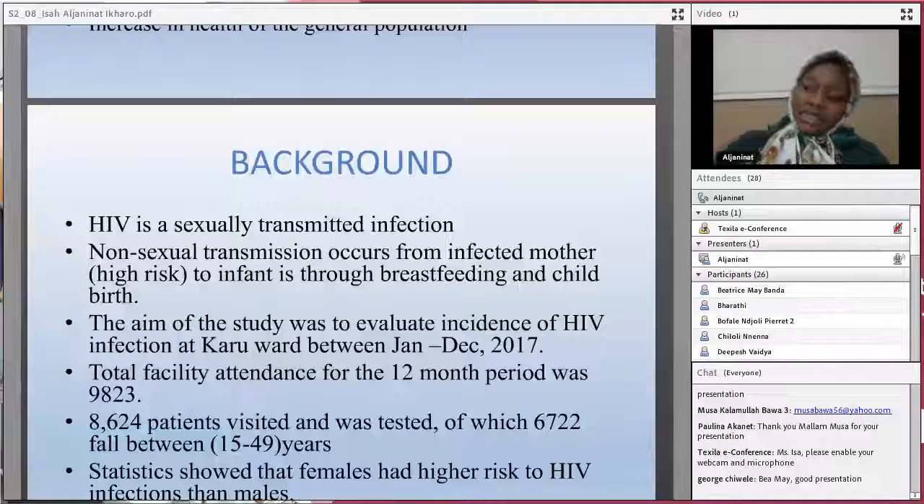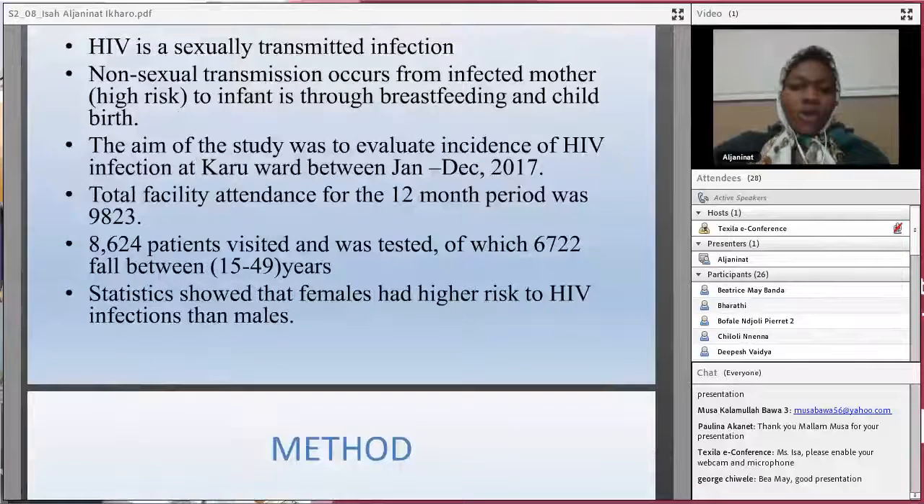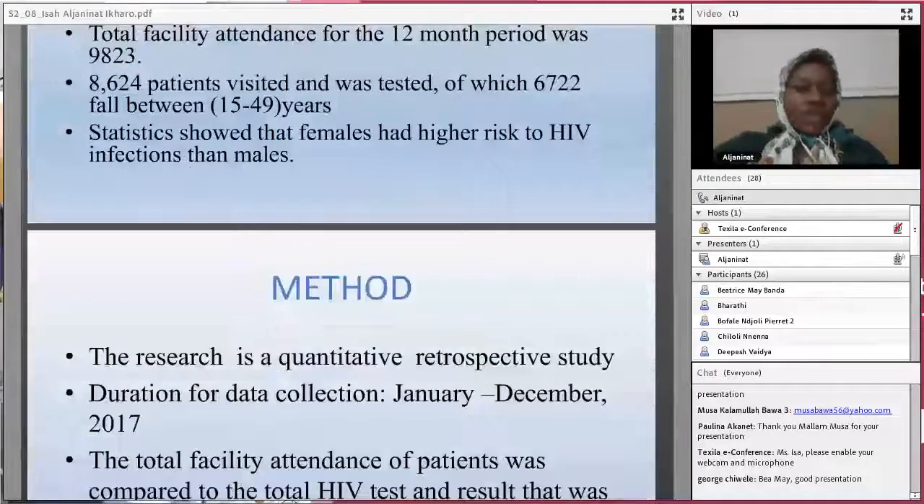The daily attendance was gotten from the register in the facility, and out of the 9,823 patients who visited the facility within the 12-month period, 8,624 patients were tested, and among those tested, 6,722 fell between the age band of 15 to 49 years old, where we have the high incidence of HIV infection within the community. Statistics showed that females had higher risk of HIV infection.